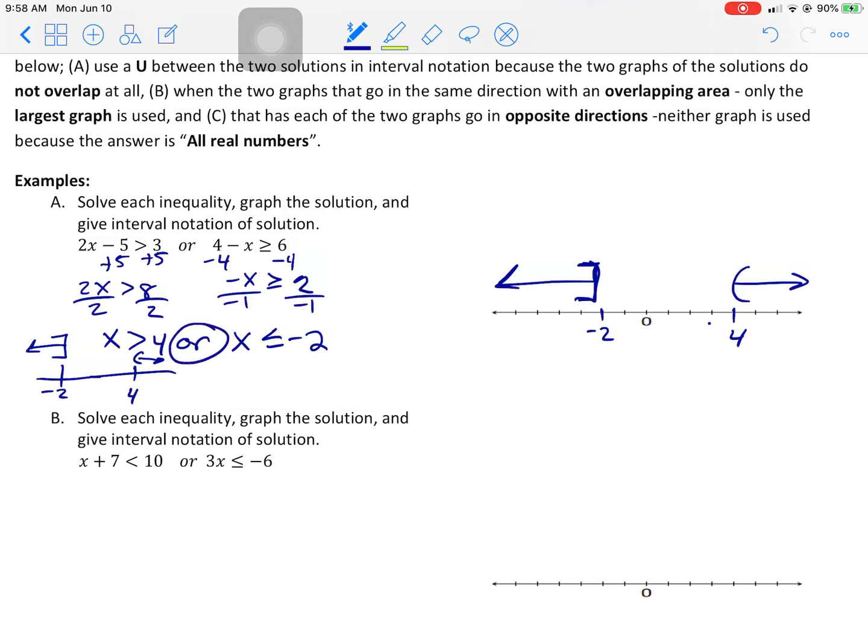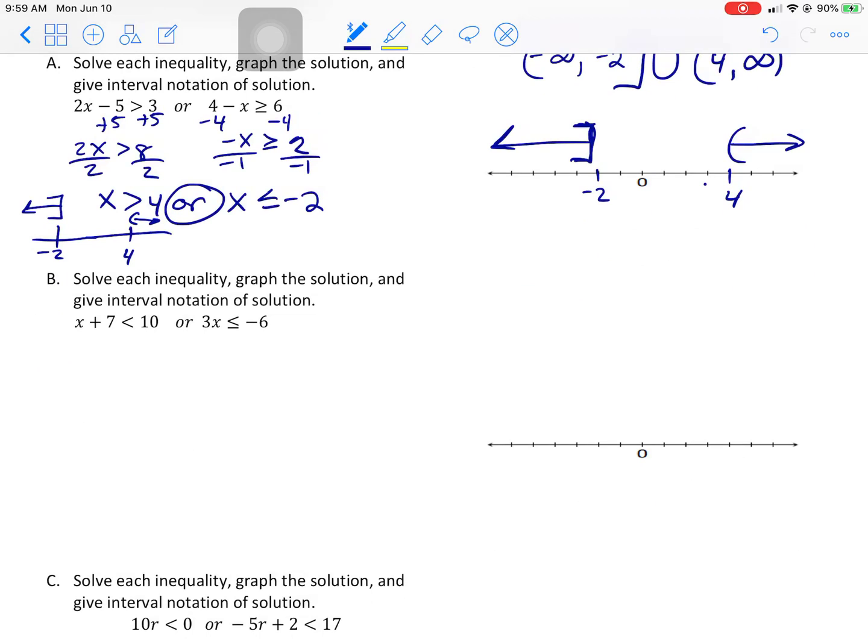And since it's an OR, we want a union. It's just a U without the little thing on it. Here, let me fix that, sorry. Just go like that, okay? And then this side is the -2, going to negative infinity, and then this side is a soft bracket with a 4, going to positive infinity. Okay? So that's one kind of thing.